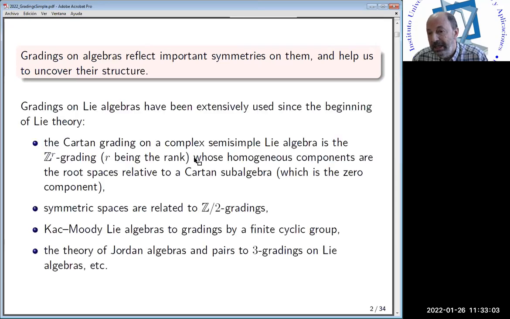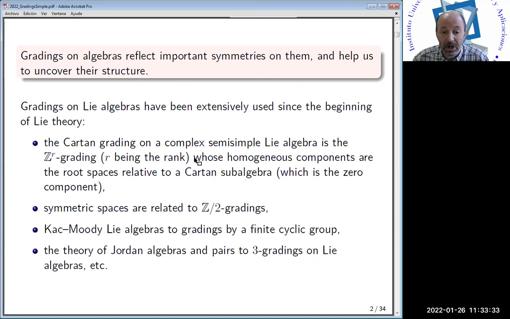And gradings on Lie algebras have been studied for years and years from the very beginning. I mean, the Killing-Cartan classification of the simple Lie algebras over the complex numbers starts with a suitable subalgebra, a Cartan subalgebra, and the root space decomposition, and this is a grading. The combinatorics of this grading is important in the classification, the different possibilities for the root spaces.